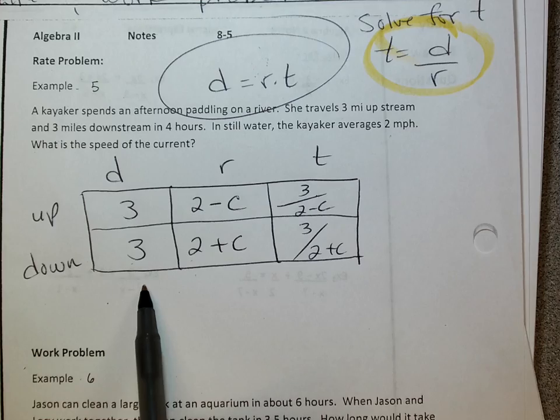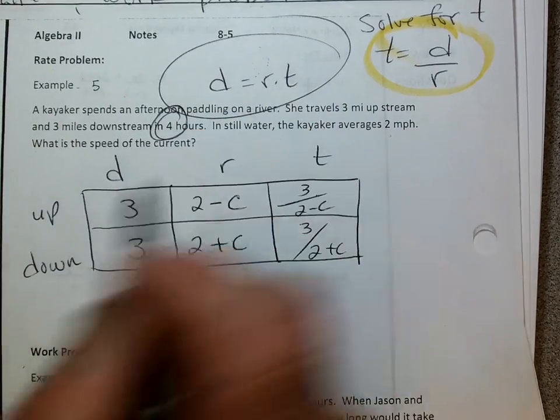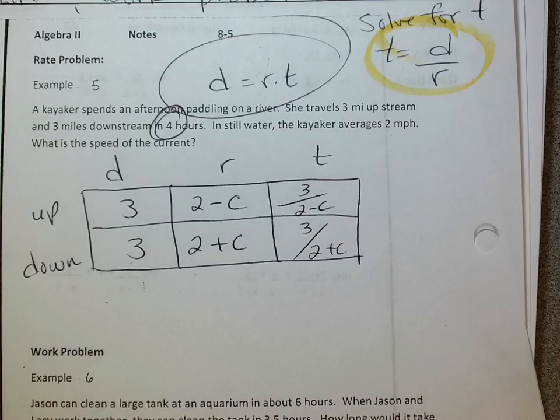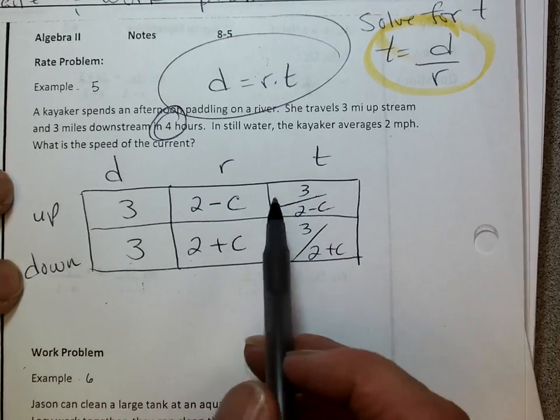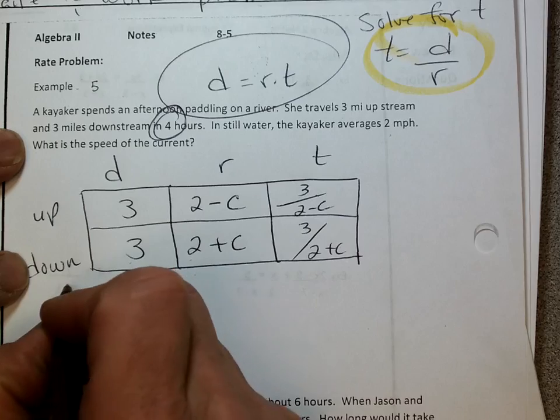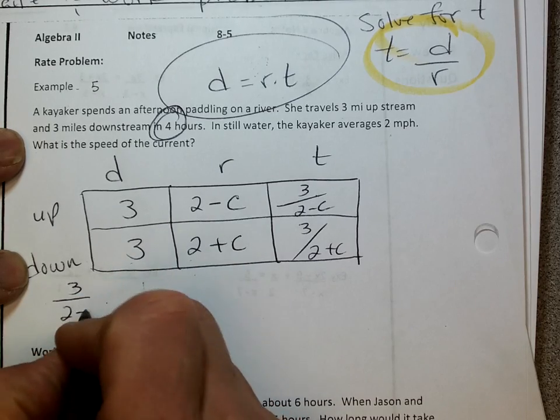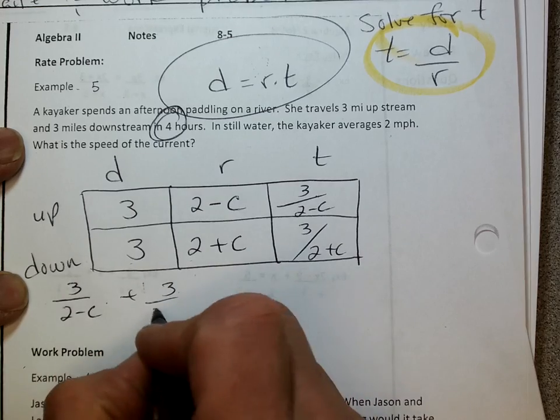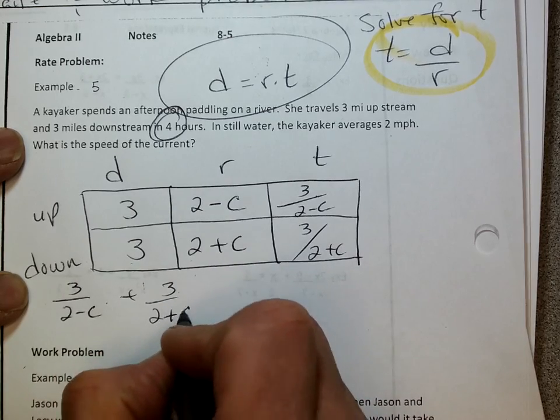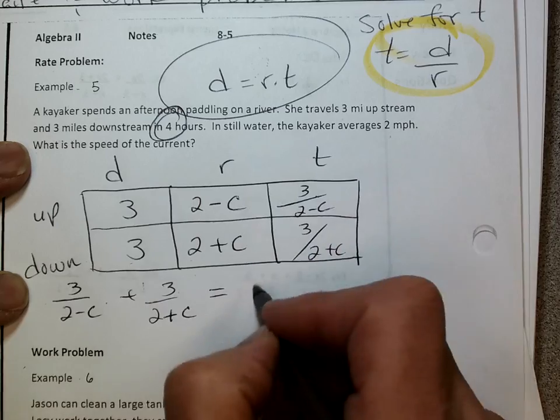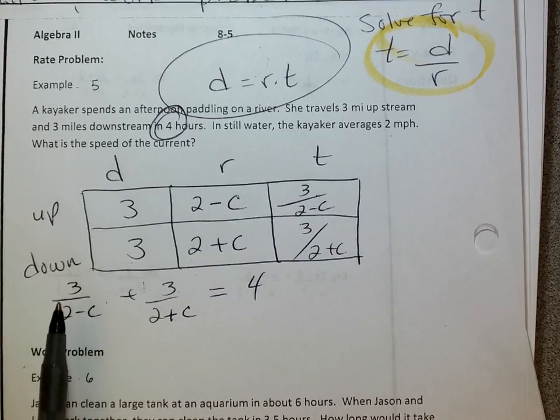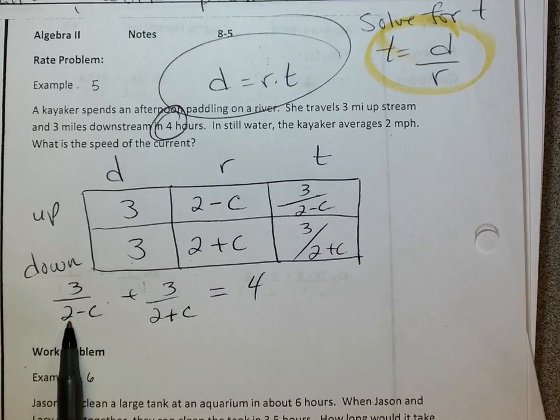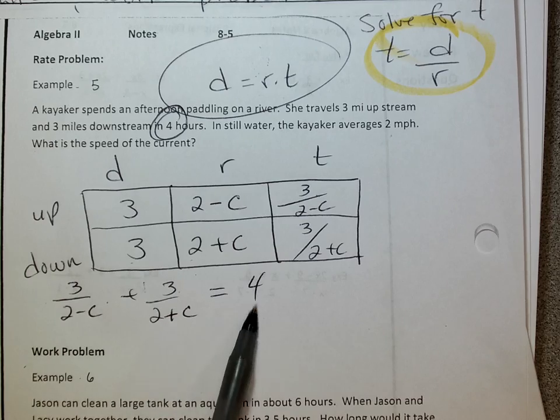So I'm going to go ahead and, oh, wait a minute. Am I missing something here? Oh, 4 hours. My bad. I do know time. The down and back is 4 hours. So let's do our distance up, which is 3 over 2 minus c, plus our distance down, which is 3 over 2 plus c, equals our total time of 4. So everything in terms of time. Time 1 up, time 2 down, equals a total time of 4 hours, okay?